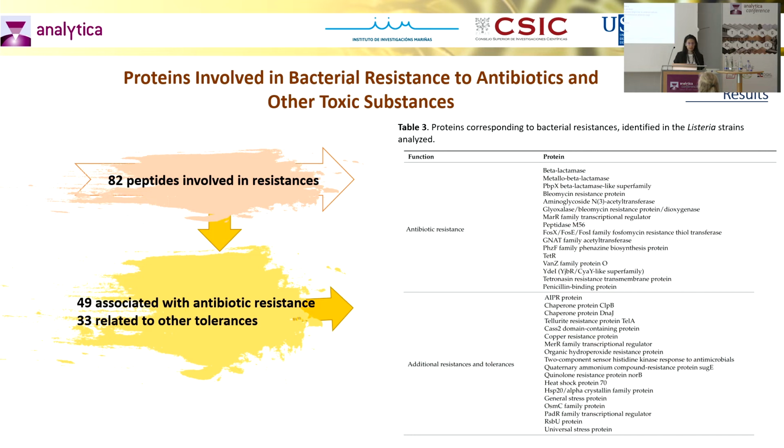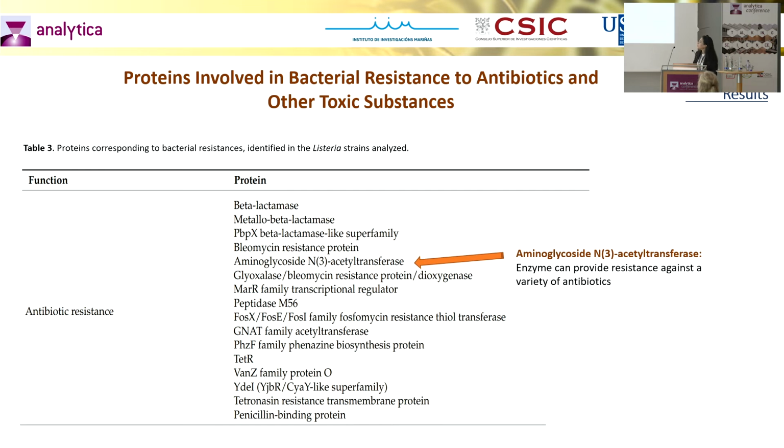We have identified 82 peptides involved in bacterial resistance to antibiotics and other toxic substances. Among them, 49 are associated with antibiotic resistance, and the remaining 33 are related to other tolerances. In this table, you can see all the proteins that we have identified related to this. Here, some examples of antibiotic resistance is an aminoglycoside N3-acetyltransferase, an enzyme that can provide resistance against a variety of antibiotics.